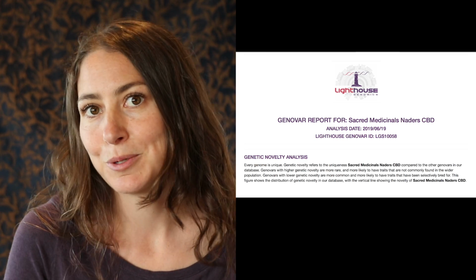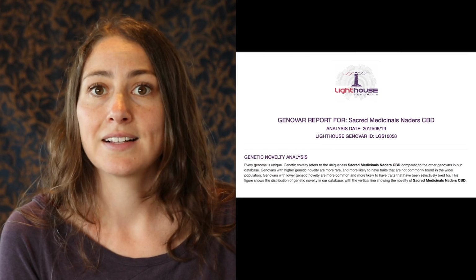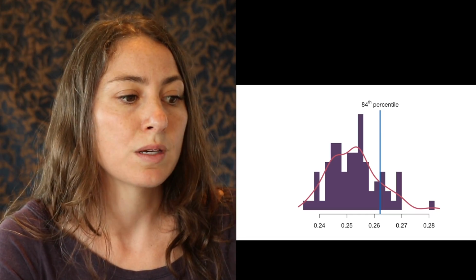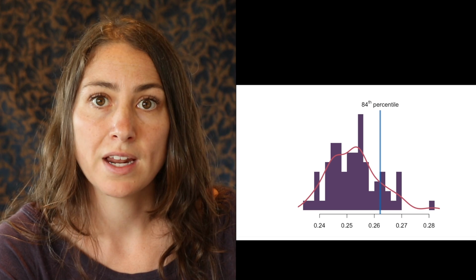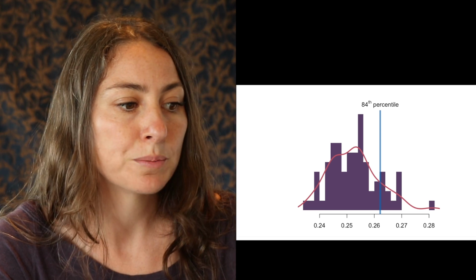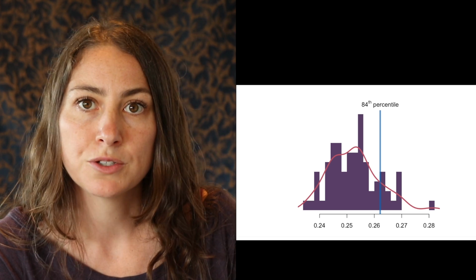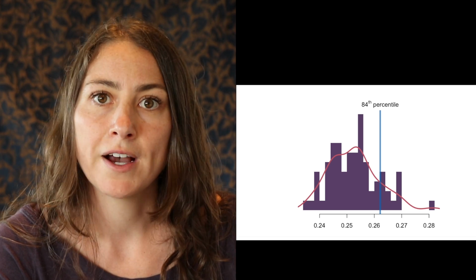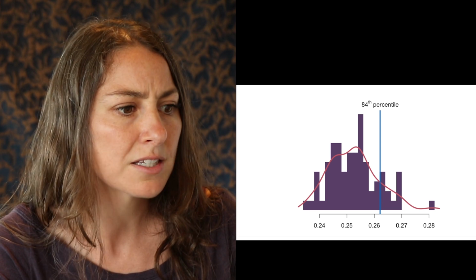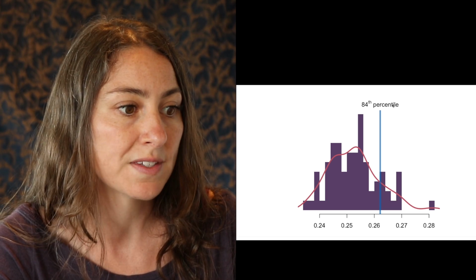The first module in our report is called Genetic Novelty Analysis. Genetic novelty refers to the uniqueness of a genome compared to other genomes. This figure shows the population distribution of genetic novelty that we've seen in our samples. The height of the vertical bars indicates the number of individuals having the corresponding value of genetic novelty, which is shown on the x-axis. And it's a relatively normal distribution that we've seen.